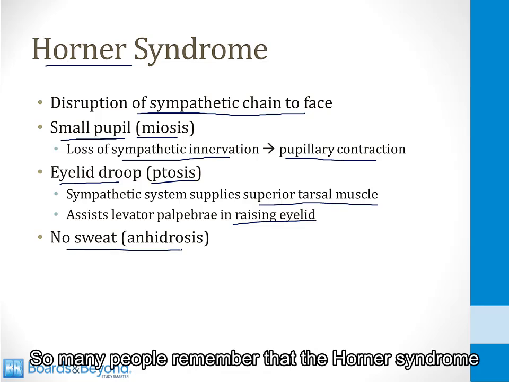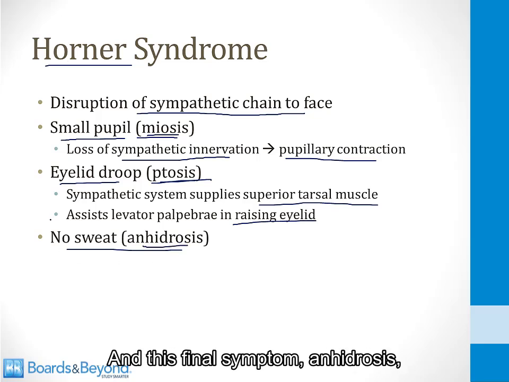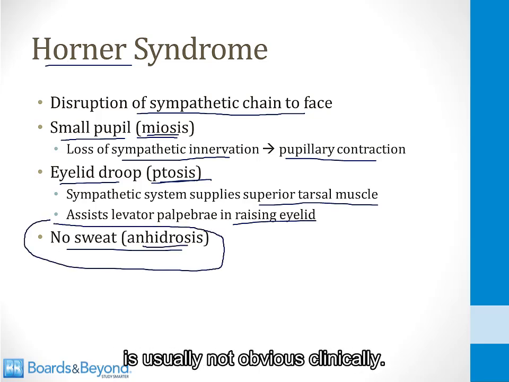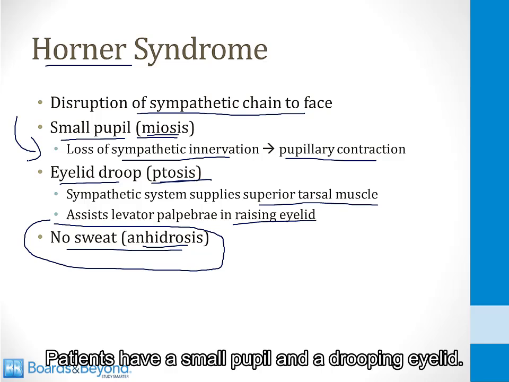So many people remember that Horner syndrome consists of miosis, ptosis, and anhidrosis. And this final symptom, anhidrosis, is usually not obvious clinically. These other two are what are obvious clinically. Patients have a small pupil and a drooping eyelid.